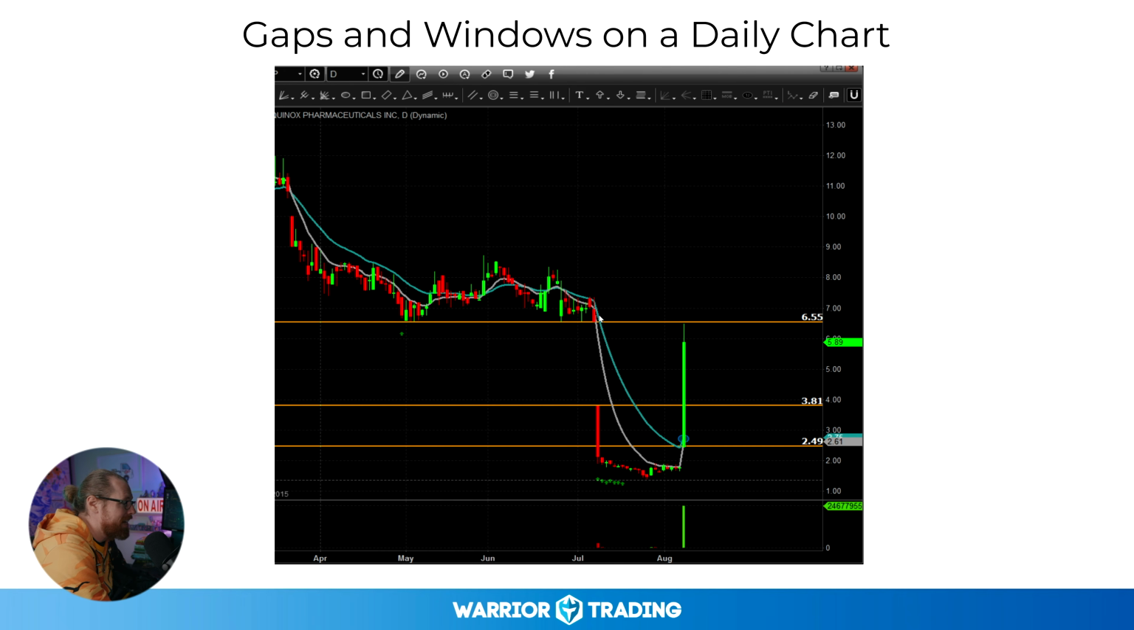Here we have a stock that had a gap. So it closed here and it opened way lower. But on this, right here, it opened here and then it sold off even more. So it actually created a window. Now it sold off more and then suddenly has good news.